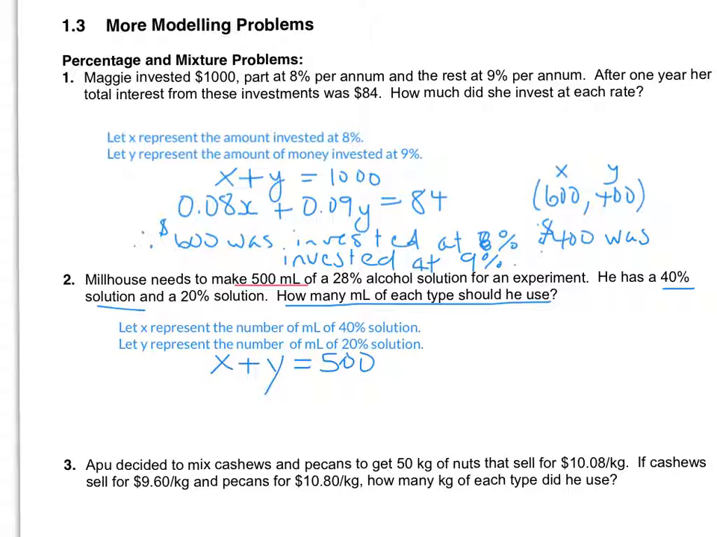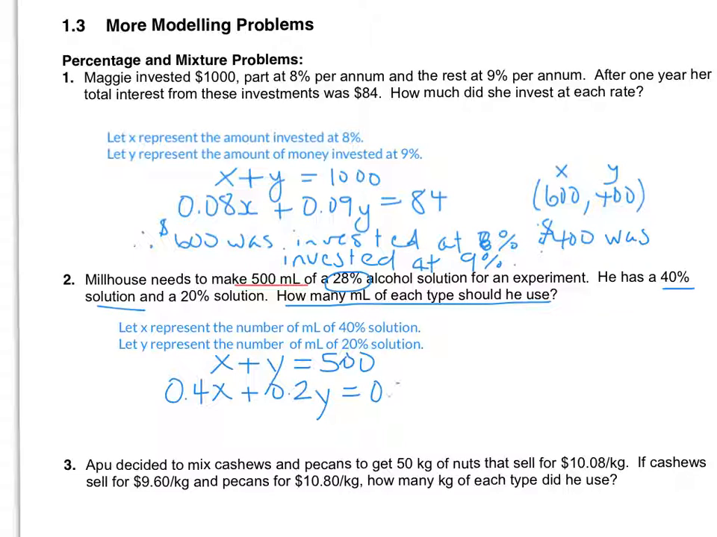And then we need this percentage overall. I need the X amount is the 40% solution. So I would have 40% of the X being alcohol, plus I have 20% of solution Y being alcohol, and that overall I want 28% of my total milliliters.